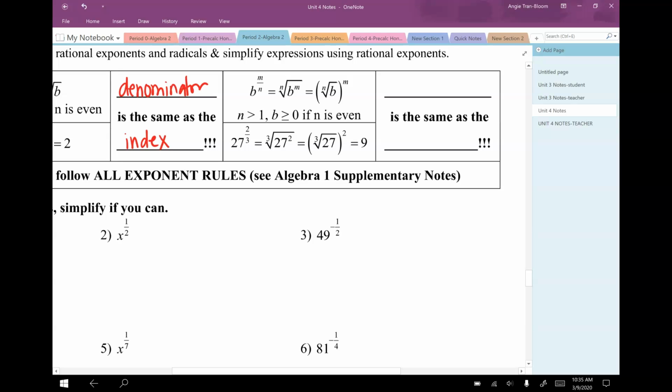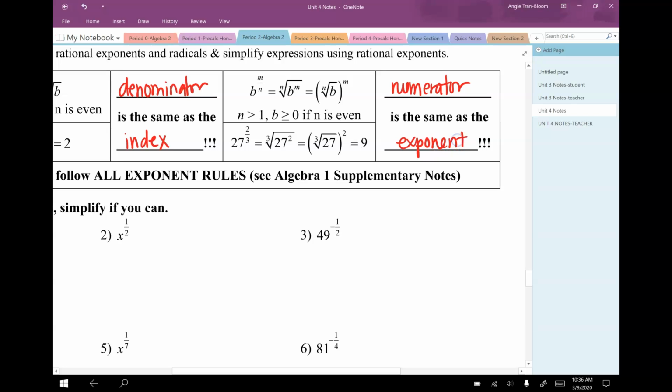So there are 2 blanks right here. Blank is the same as the blank. We already took care of your denominator. So this first blank is numerator. Numerator is the same as your what? Exponent.